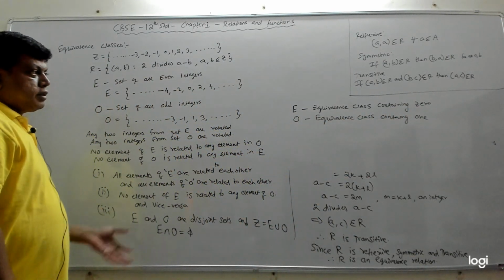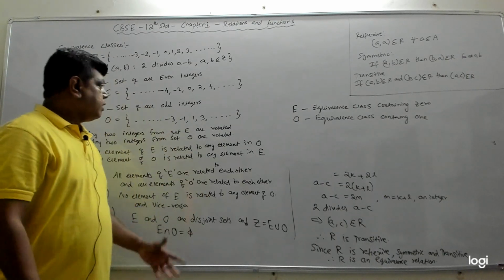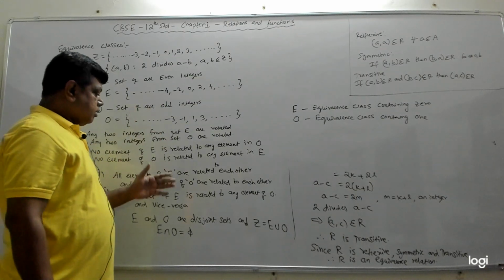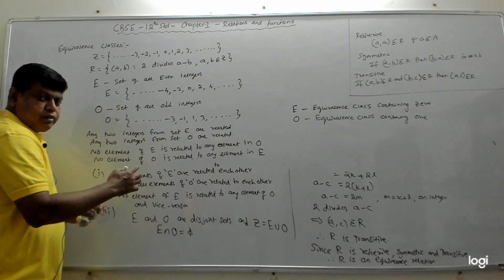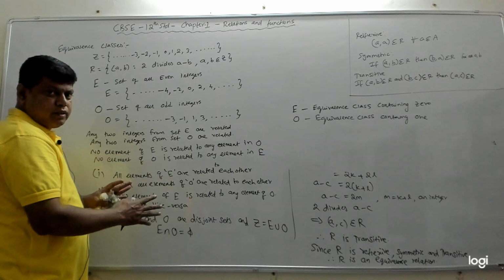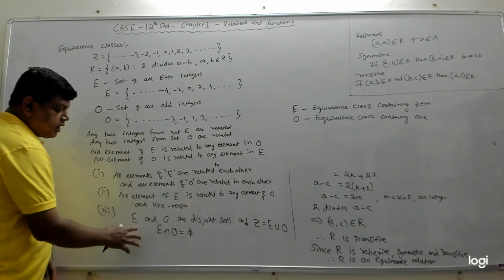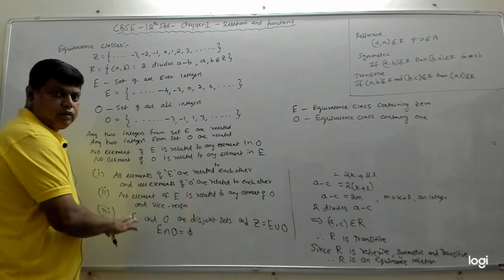Containing 0 means, so 0 is also related to 0. Which means an equivalence class is nothing but a set. Equivalence classes are sets of sets. Equivalence classes mean a set of sets which satisfy these conditions, right?